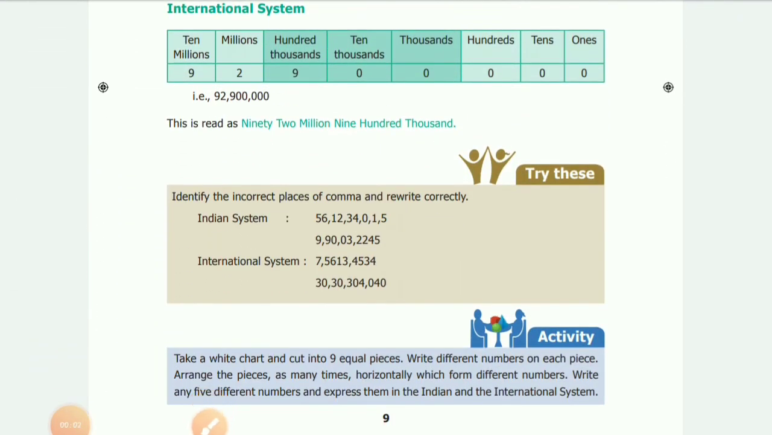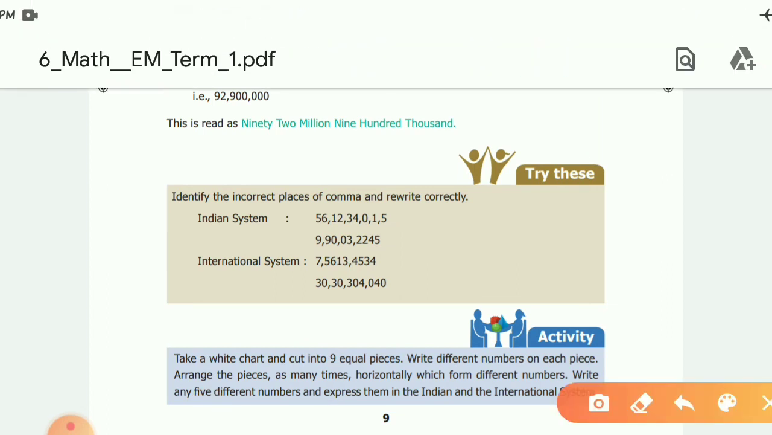Okay, students, I hope you understand the concept: the difference between the Indian number system and the international number system and how to use the commas. Today's homework is book page number 9, the Try This box. Identify the incorrect places of commas and rewrite correctly. They give 4 numbers, 2 for the Indian number system and 2 for the international number system. The commas are put wrongly, so correct the commas and write the number clearly, and write the name of the number also.